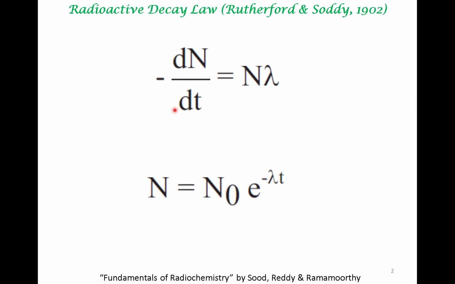So this is just a phenomenological and mathematical description of what is happening. And if you solve this differential equation, you get this kind of a solution. So this is the number of radioactive nuclei at t equal to 0, and this is at some time t.